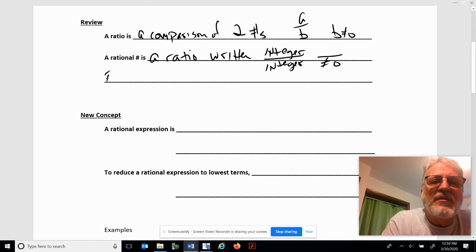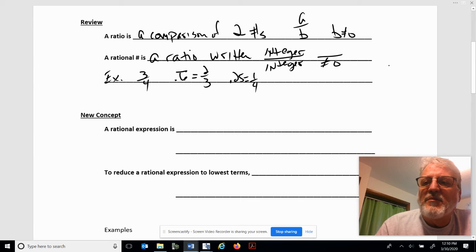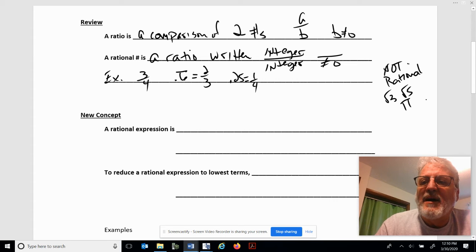So for examples, 3/4, that's an integer to an integer. 0.6 repeating. Well, 0.6 repeating can be written 2/3. 0.25 can be written 1/4. Some examples that would not be rational, numbers that cannot be written as a fraction, would be square root of 3, square root of 5, pi, things like that. Those decimals would all go on forever. They cannot be written as integer to integer.